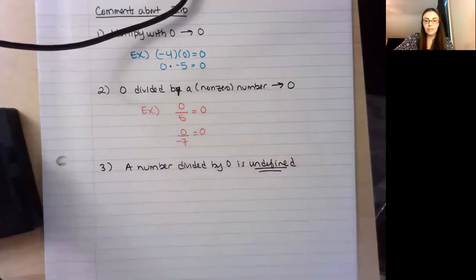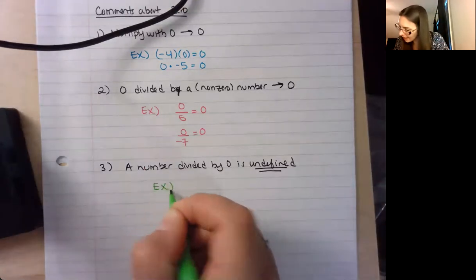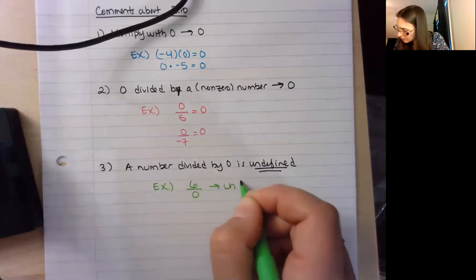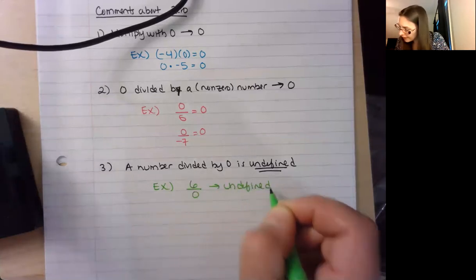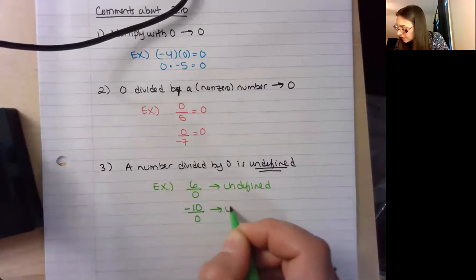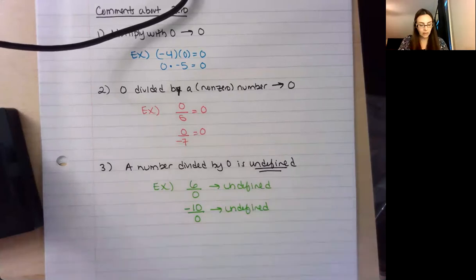Don't forget though, a number divided by 0 is still undefined. So for instance, if I have 6 divided by 0, this is undefined. Or if I have -10 divided by 0, this is still undefined. So it doesn't matter here if it's positive or negative, that 0 cannot be in the denominator. So again, just watch out for these little things that we have already learned, but now that are coming still into play with the negatives.